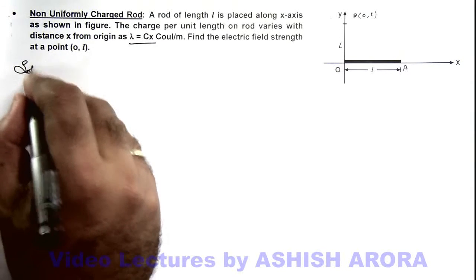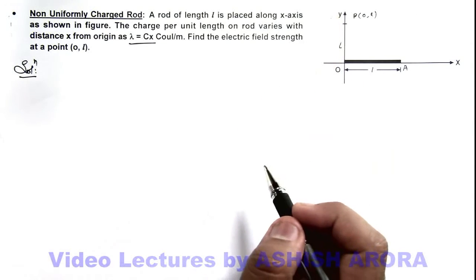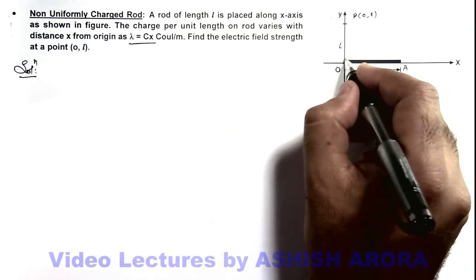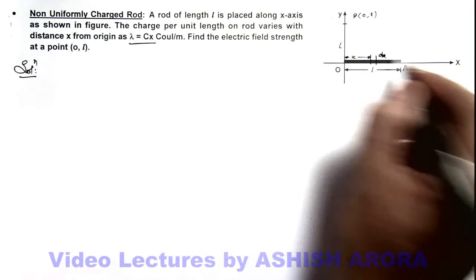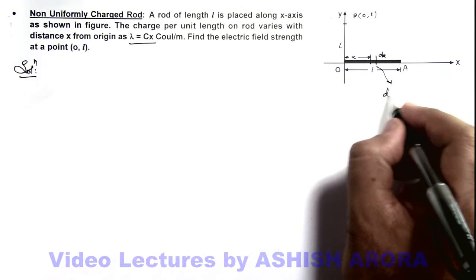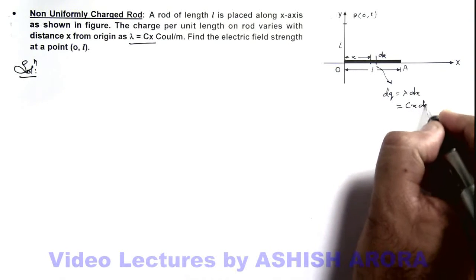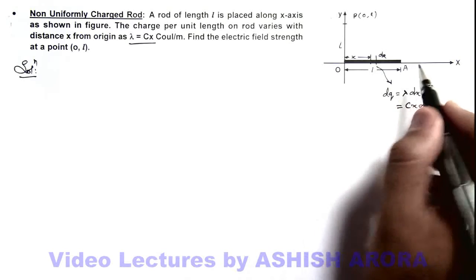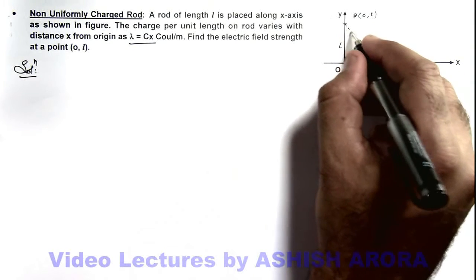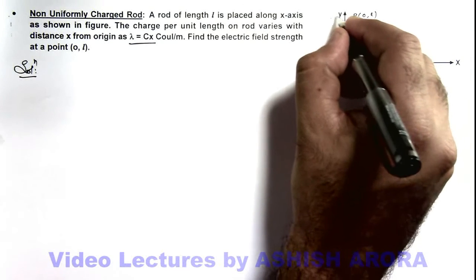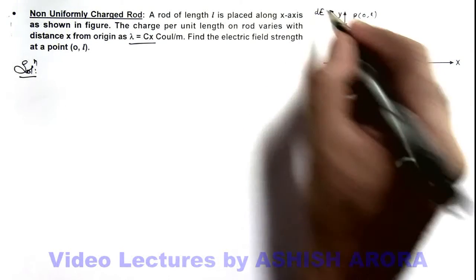In this situation, as we already studied for the rod, if we wish to find the electric field at P, we consider a small element at a distance x from the origin which is of width dx. For this element, the charge dq can be given as lambda dx, which is Cx dx, as the charge per unit length is varying with distance x. Due to this element dq, the electric field will be in a direction away from this element, which can be taken as dE.